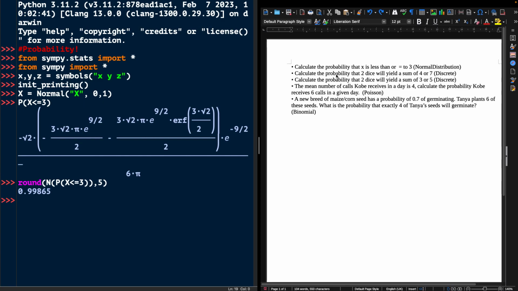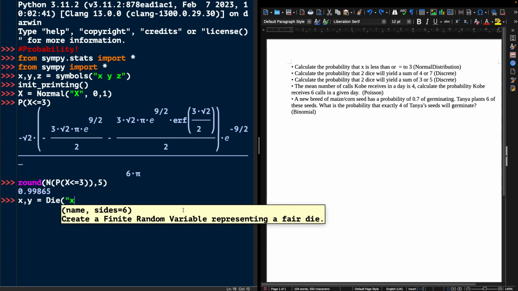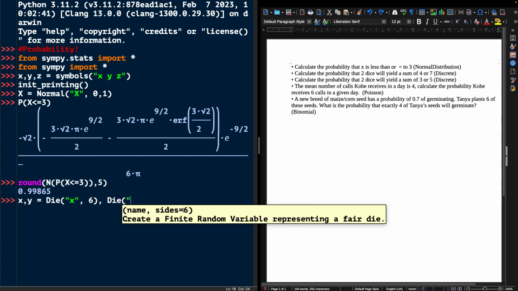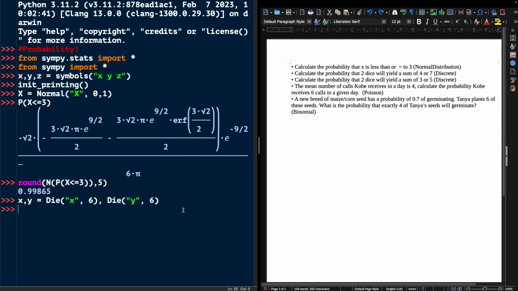So calculate the probability that two dice will yield a sum of 4 or 7. Right. So x, y are equal to die. So my first die will be x, six-sided die, right? And the second one, die, will be y, also 6, right? And then sorting in the first answer, the first question of the die part.